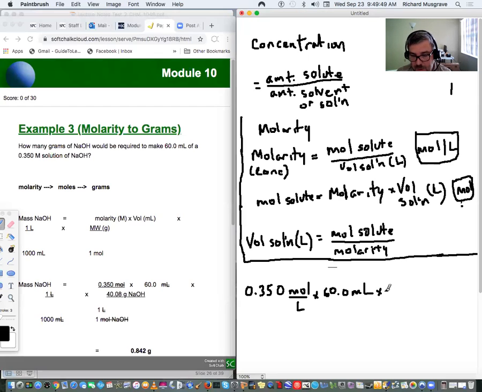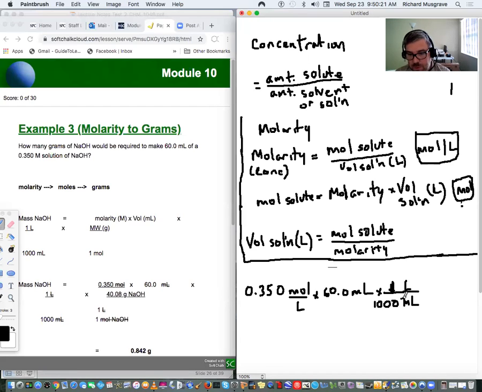Now, somebody had asked earlier, I'm not sure who it was, about the liters to milliliters conversion. And you'll see this one's going to be a little different. So the milliliters will go on the bottom here to cancel, and the liters will go on top. So we'll have 1 liter on top, and 1,000 milliliters on the bottom. Does anybody have any questions?